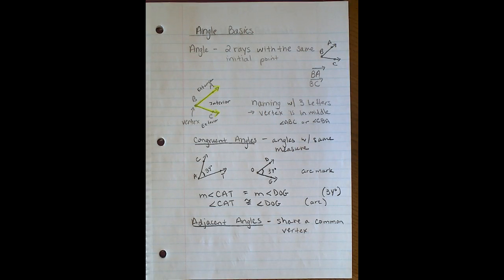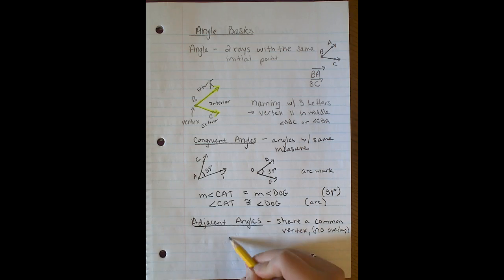Adjacent angles, this is another important vocabulary word. Adjacent angles share a common vertex, but they have no common interior points. So an easy way to remember that is that there's no overlap, no common interior points. An example of two adjacent angles would look something like this.